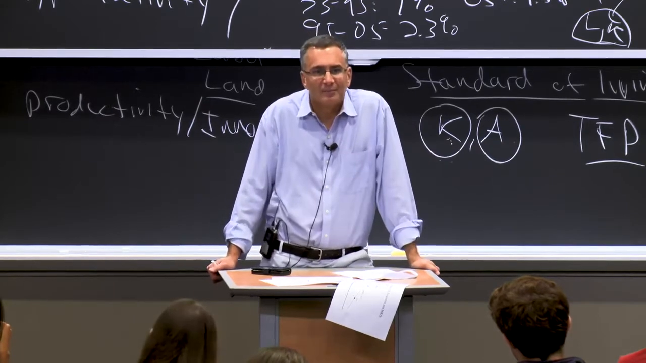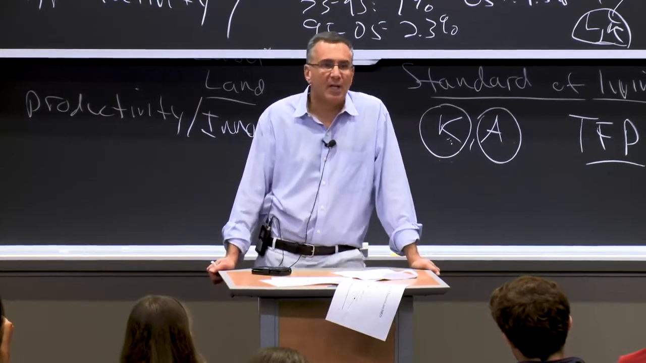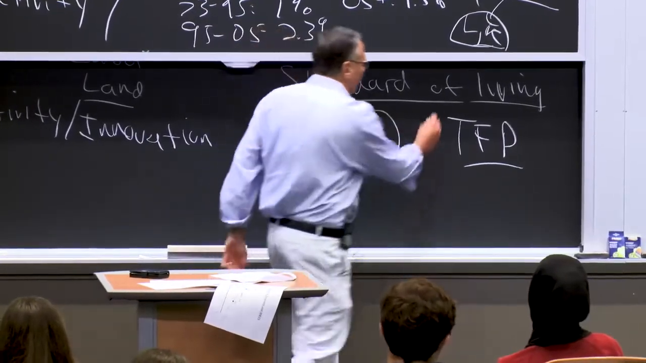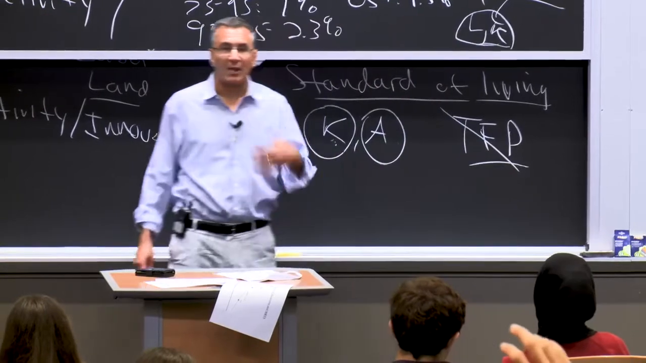Yeah? But what does TFP stand for? Total factor productivity. That's productivity controlling for capital. But the productivity numbers I'm giving here are not total factor productivity. They're just labor productivity, allowing capital to change.